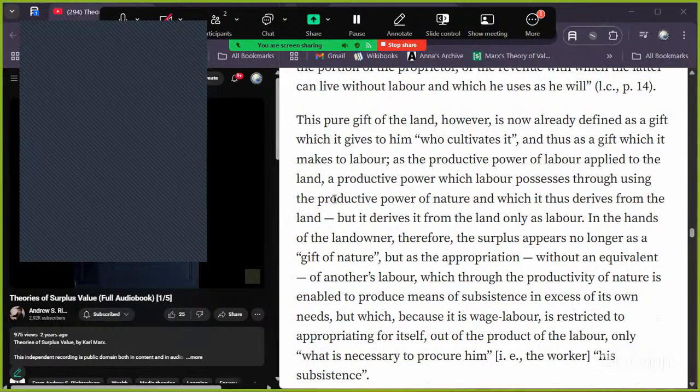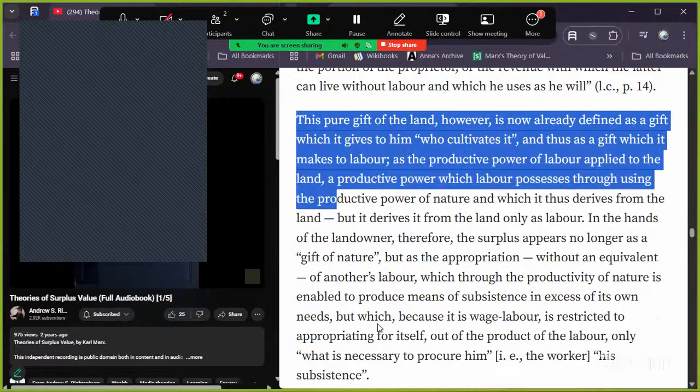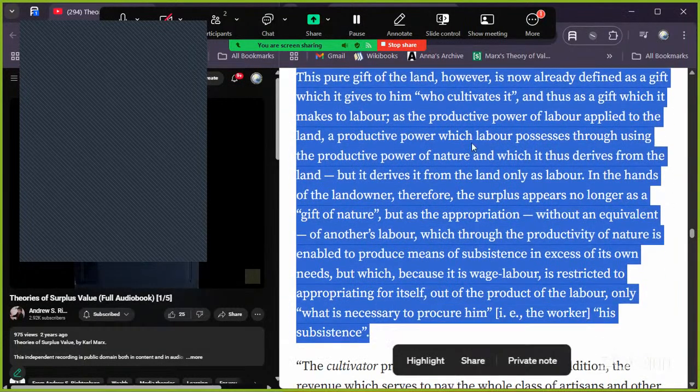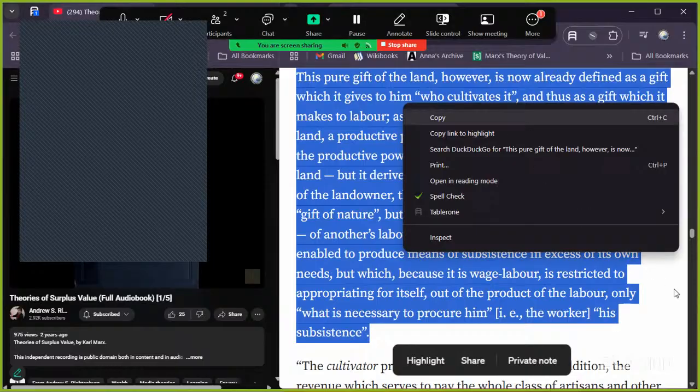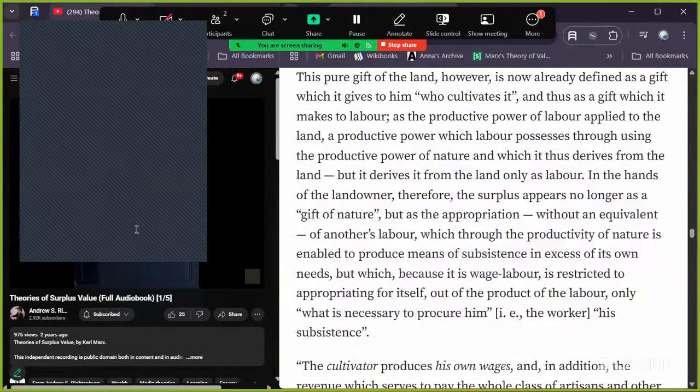End quote. This pure gift of the land, however, is now already defined as a gift which it gives to him who cultivates it, and thus as a gift which it makes to labor, as the productive power of labor applied to the land, a productive power which labor possesses through using the productive power of nature, and which it thus derives from the land. But it derives it from the land only as labor.